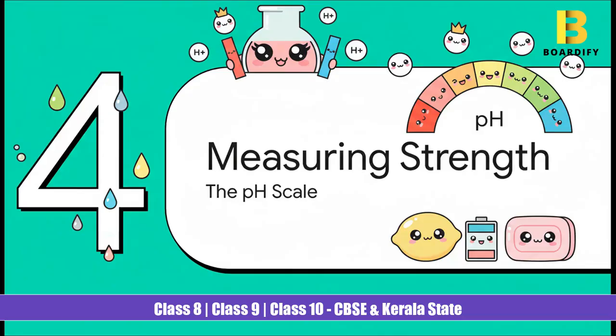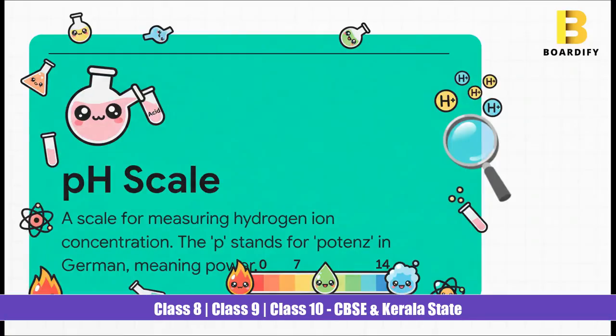Okay, so if all acids make H+ ions, are they all the same strength? Absolutely not. And that's where the pH scale comes in. It's how we measure just how acidic or basic something is. Think of the pH scale as just a ruler for measuring acid strength. It goes from 0 to 14. The P in pH actually stands for potens, which is German for power. So we're literally measuring the power of hydrogen.